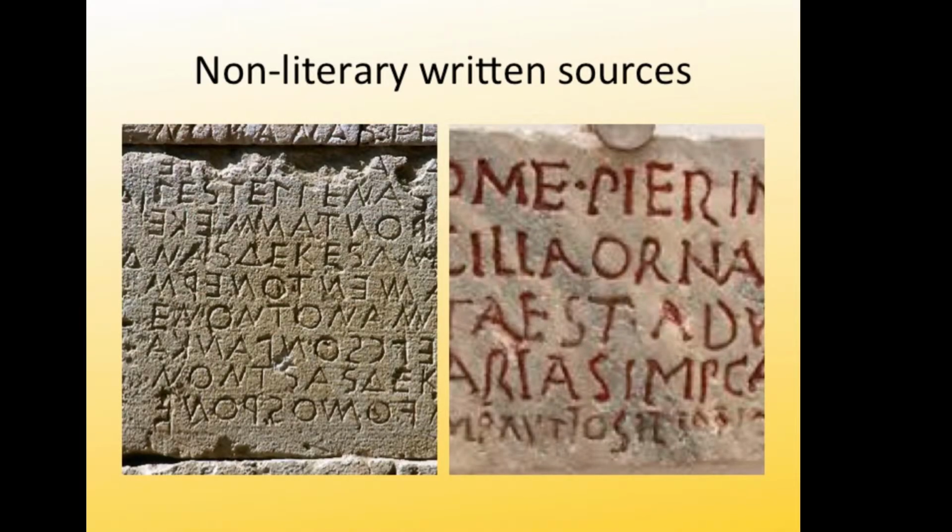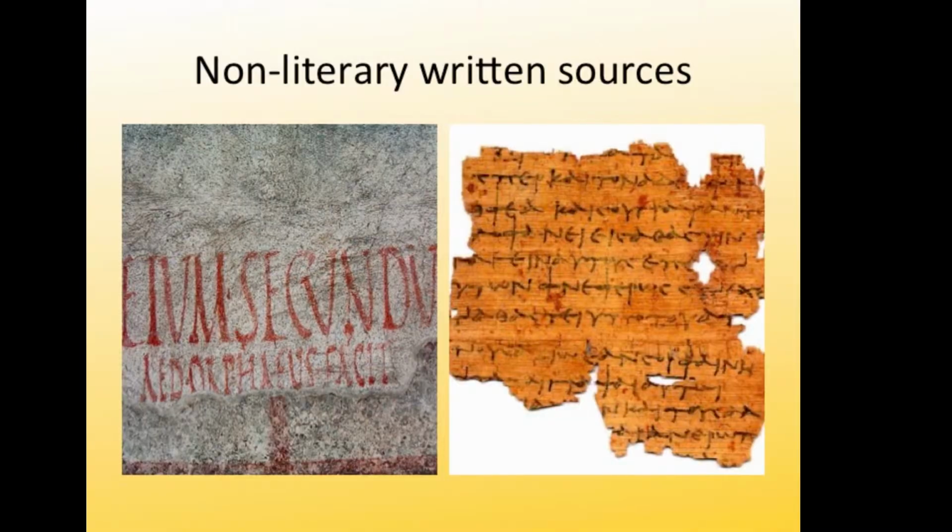There are written sources which are not literature. For example, on the left is a Greek law code. On the right, we have the funerary stone, the headstone, of a slave who was a hairdresser. Written materials can be even more mundane. On the left is the endorsement of a candidate for an election, painted onto a wall, and on the right is a legal contract.